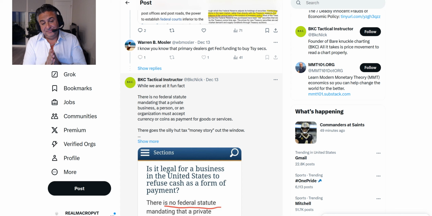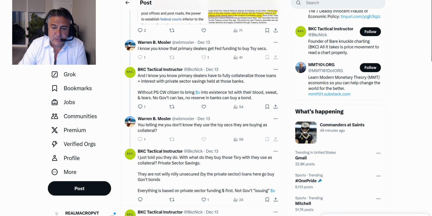So, what was my response? So let's go to this part. I know primary dealers get funding to buy treasury securities. And I know primary dealers have to fully collateralize those loans plus interest with private sector savings held at those banks. Private sector savings held at those banks. Okay? Not willy-nilly. These are not unsecured loans, all right?